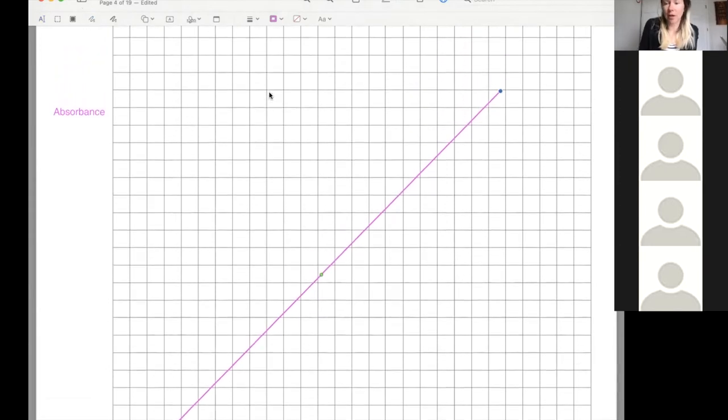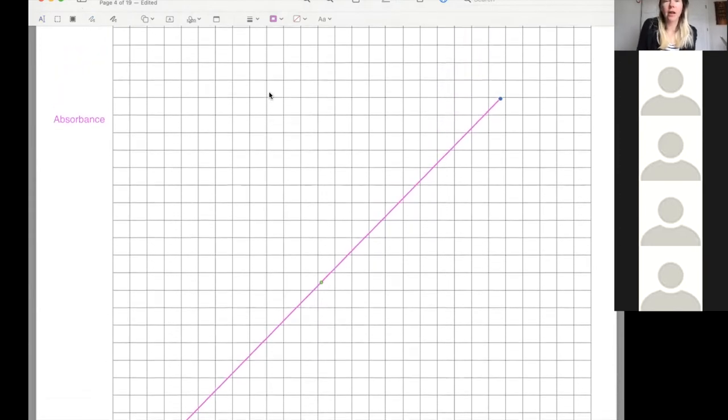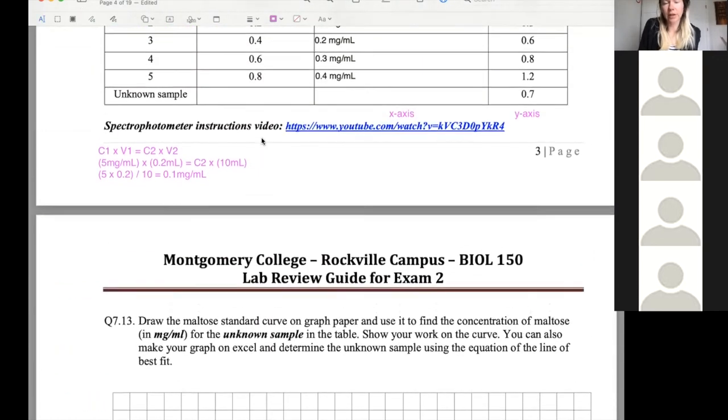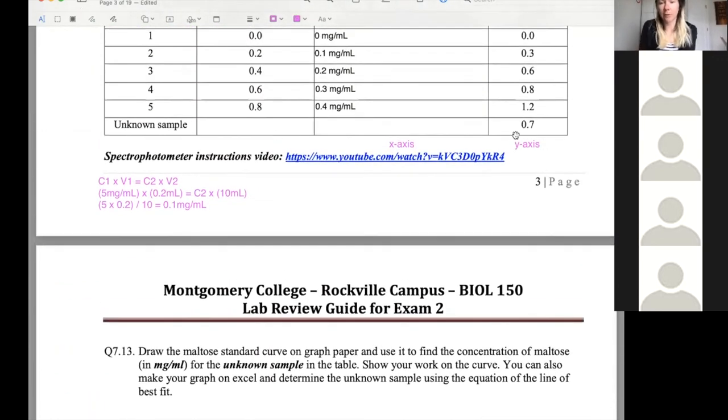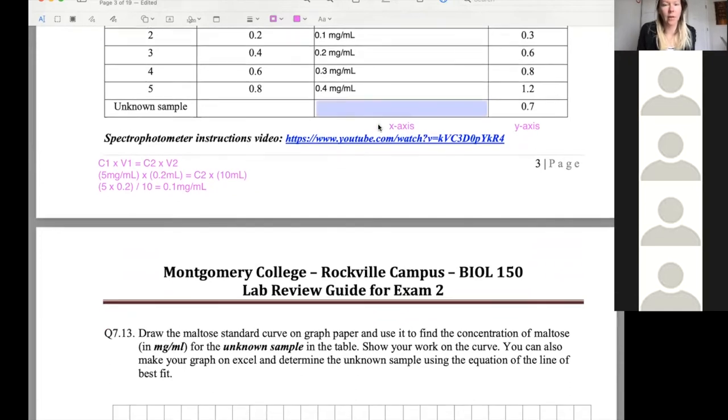So that's what we would expect our standard curve to look like. And then for this unknown sample, that's why we want to make a standard curve, because if we have a sample with an unknown amount of maltose in it, we can measure its absorbance and use that information to extrapolate what the concentration of maltose in that tube is.